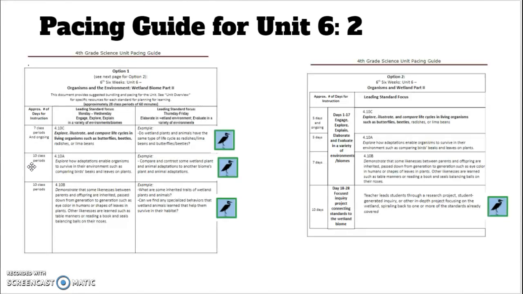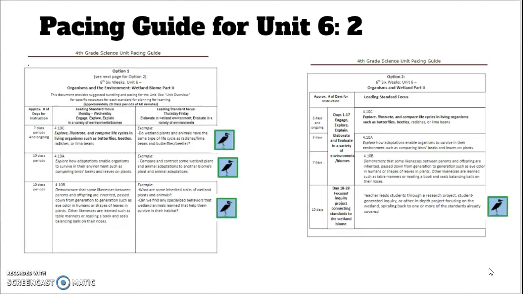Option 1 allows you to spiral through the wetland every week or so. Option 2 has all of the standards bundled together in the first couple of weeks of the 6 weeks, again using any variety of environments and biomes. And then that opens up about a 2-week, 10-day unit to do a research project on the wetlands or plants and animals in the wetlands, anything that can help the students take the information they learned in the first part of the 6 weeks and apply it to the wetlands.